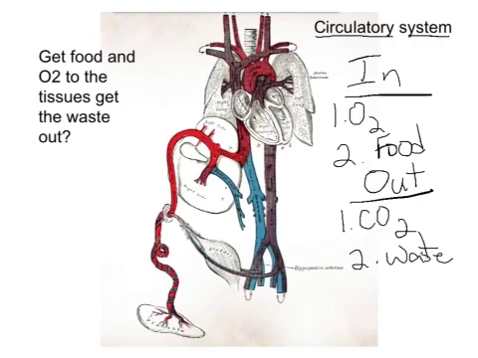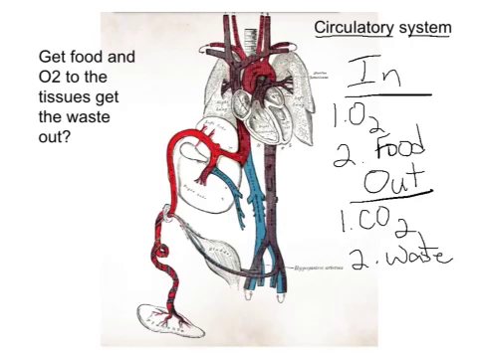I want to emphasize, this is already in your notes, but all the vessels leaving the heart are called arteries. All the vessels coming to the heart are called veins. Here, from the right ventricle, that's the name for this big chamber here, the two big chambers are ventricles. The two small chambers are atria, or atrium.